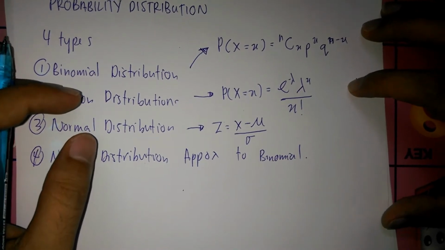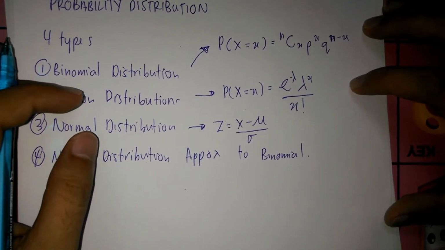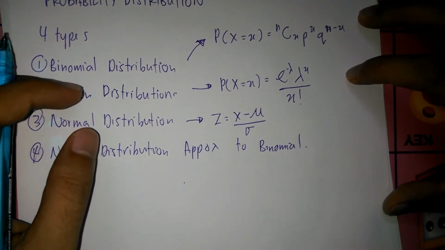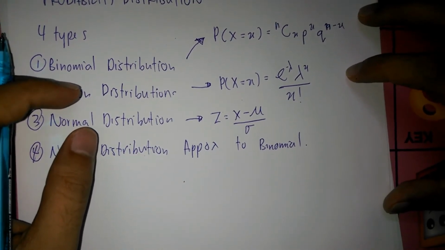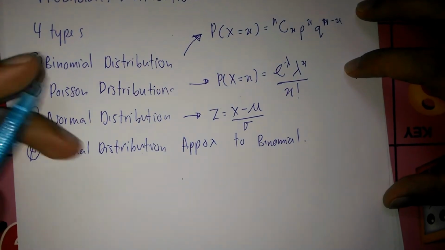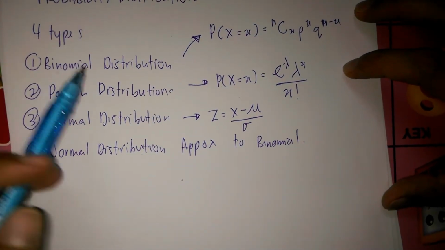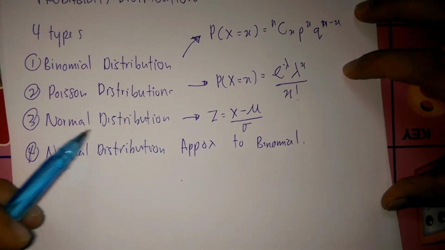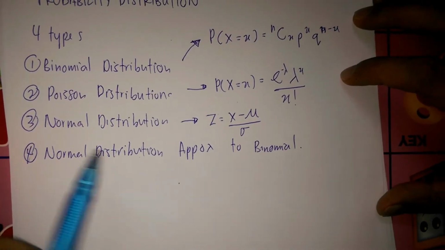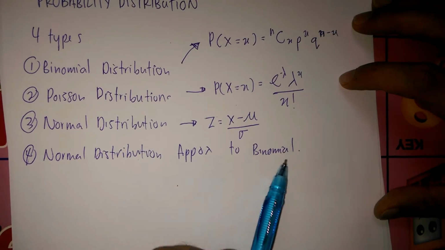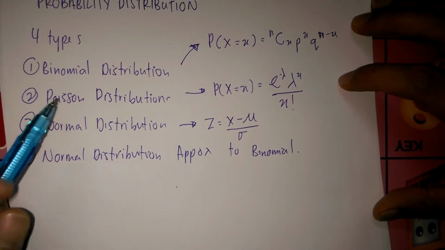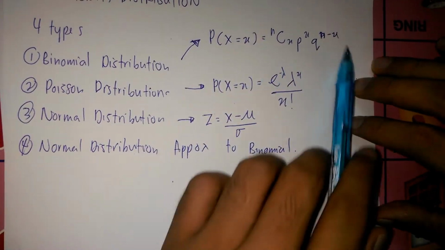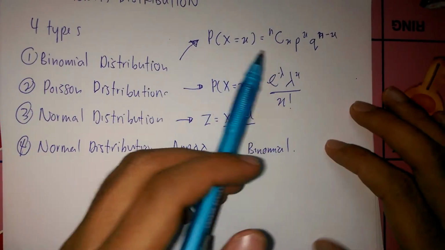Today I want to explain the topic of probability distribution. What is a probability distribution? It is a listing of all the outcomes of the experiment and the probability associated with each outcome. So it has four types that we learn: binomial distribution, Poisson distribution, normal distribution, and normal distribution approximation to the binomial distribution. For the binomial distribution, this is the formula that we can use.